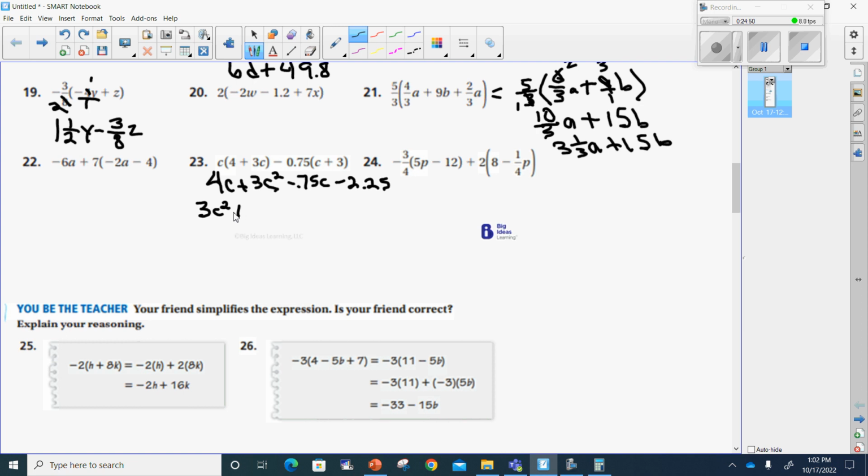That will give me a 3.25c. And then we could have actually put this c to the first power, which we did. And now minus 2.25. All right, and that's it. Next is time to go to number 25.